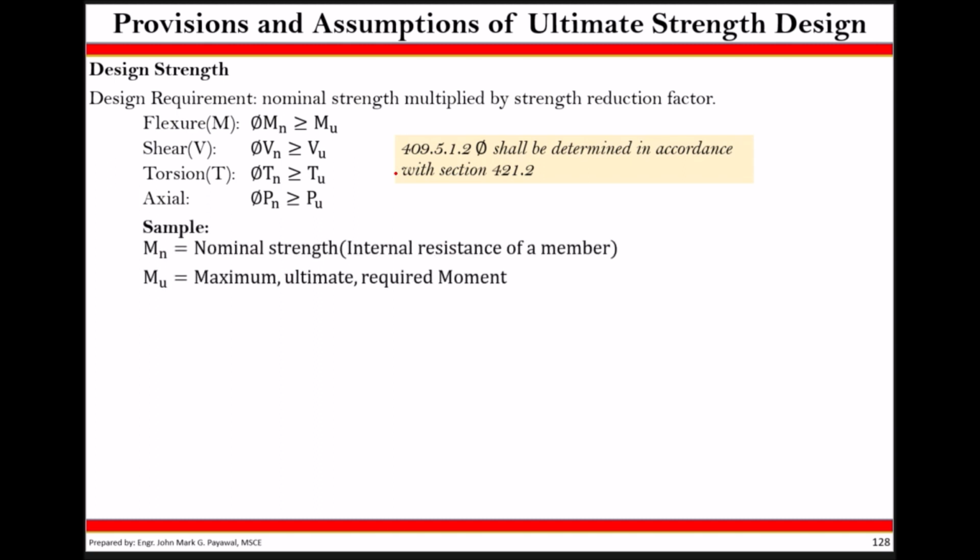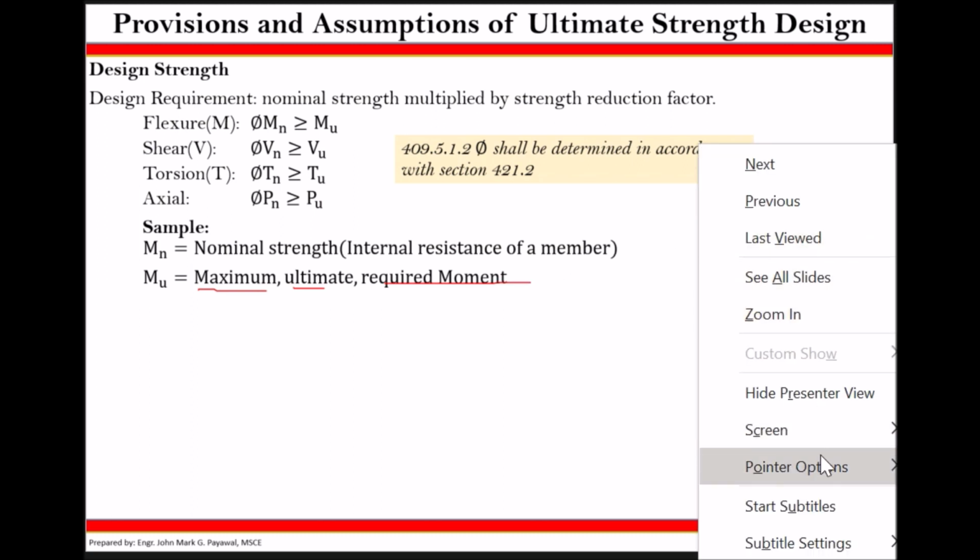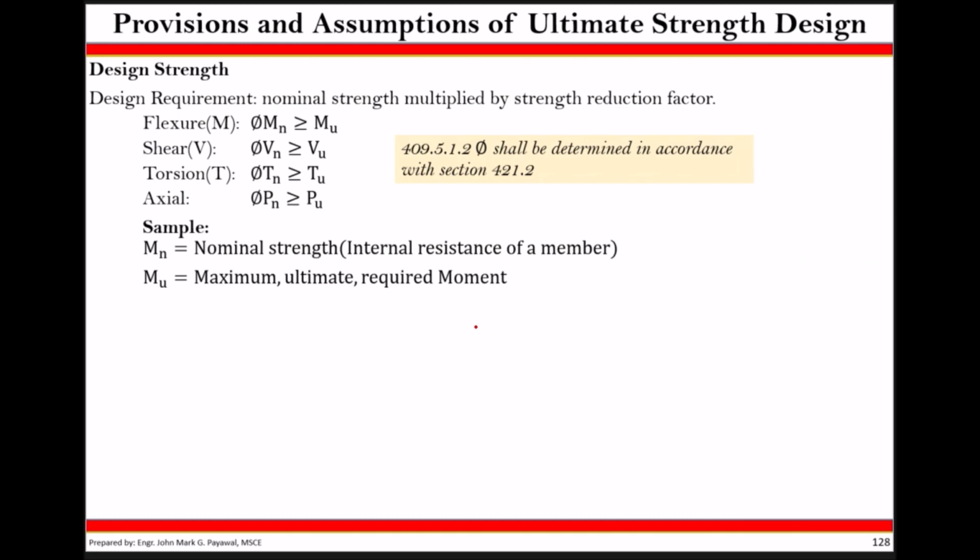Okay? Sample, if your M sub n is your nominal strength, which is your internal resistance of a member, sometimes it would be termed as the internal resistance of a member. Again, for resistance, that's nominal. Now, computing for your ultimate, pwedeng ito yung mga term. M sub u could be meaning maximum, ultimate, or required moment. So be familiar with all of those terms and make sure that you will be able to understand or realize what is to be computed when using this combination.